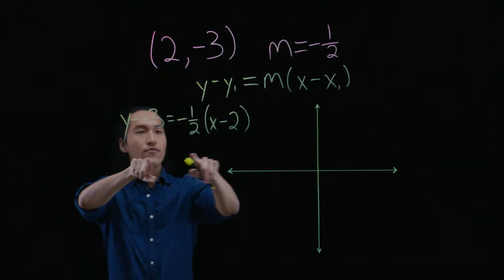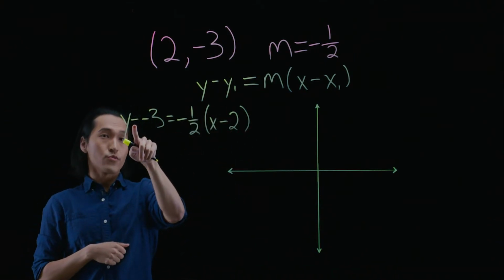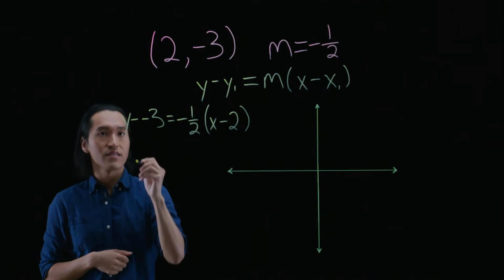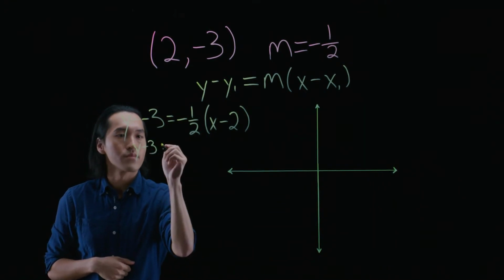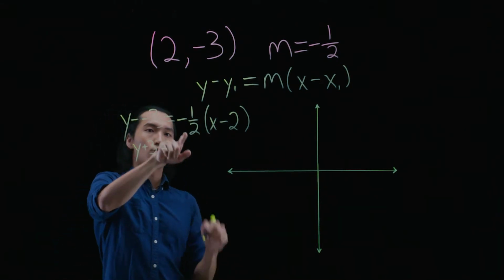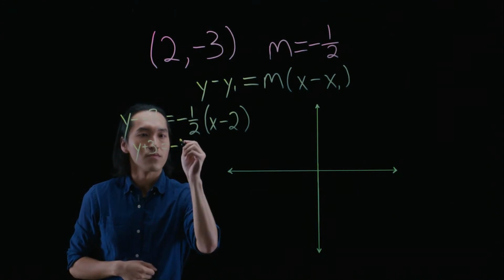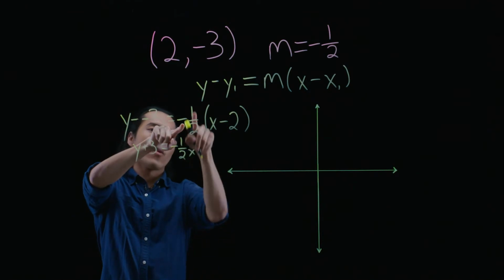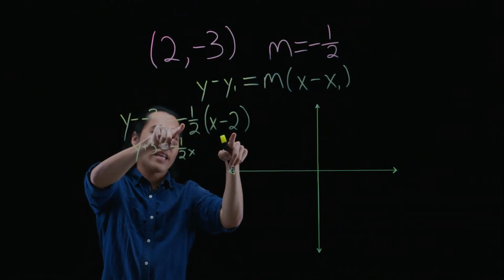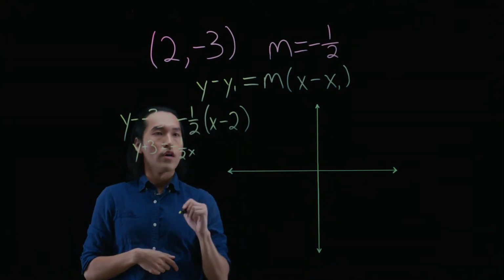And so now we just have to simplify this equation. When you subtract a negative, you're really just adding it, right? Because the negatives cancel out. So this becomes y plus 3. And meanwhile, on this side of the equation, we distribute the negative 1/2 into this binomial. So this becomes negative 1 over 2 x. And then the negative 1/2 multiplies the negative 2. The negatives cancel out. This becomes a positive 1/2 times 2, which is positive 1.